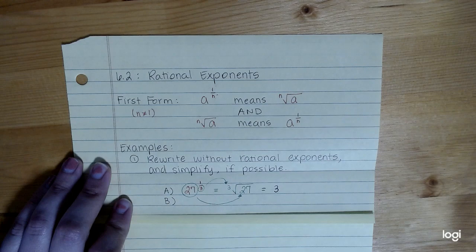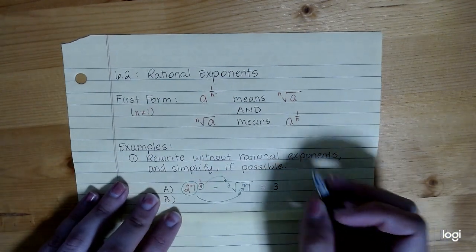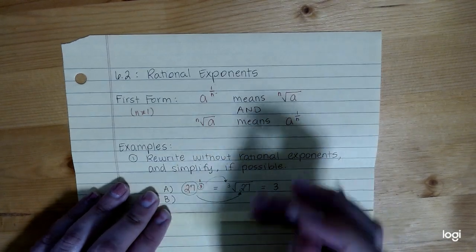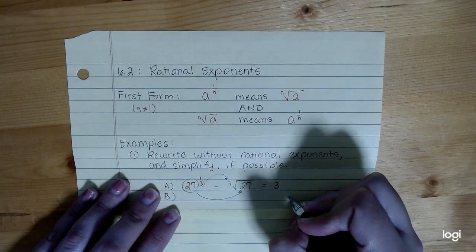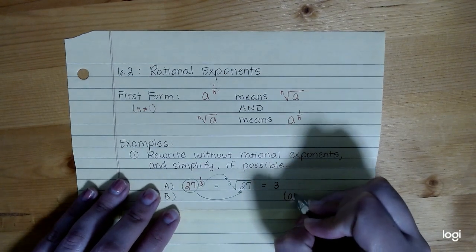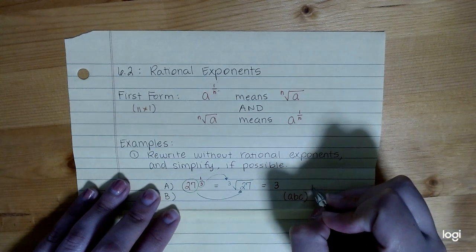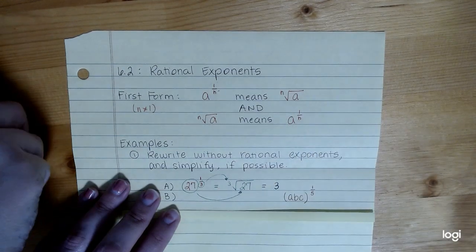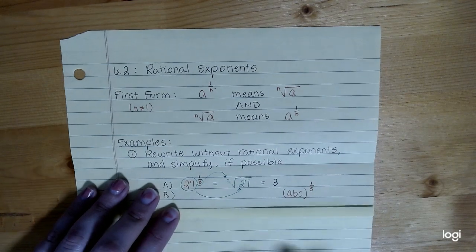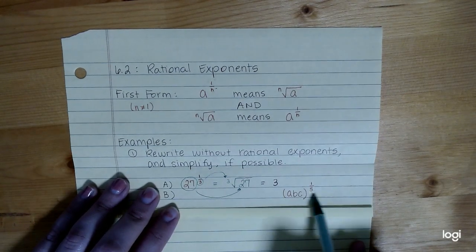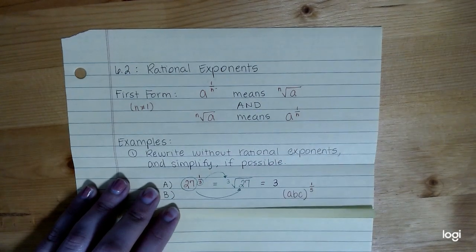Okay, so let's look at a second one, and we're going to be using an algebraic expression here. All right, so let me go ahead and move over so we can have a little bit more room. So the product of a, b, c to the 1/5 power. I want to rewrite that without rational exponents and then simplify if possible. So again, without the rational exponent means that we want to be using its radical notation equivalent.